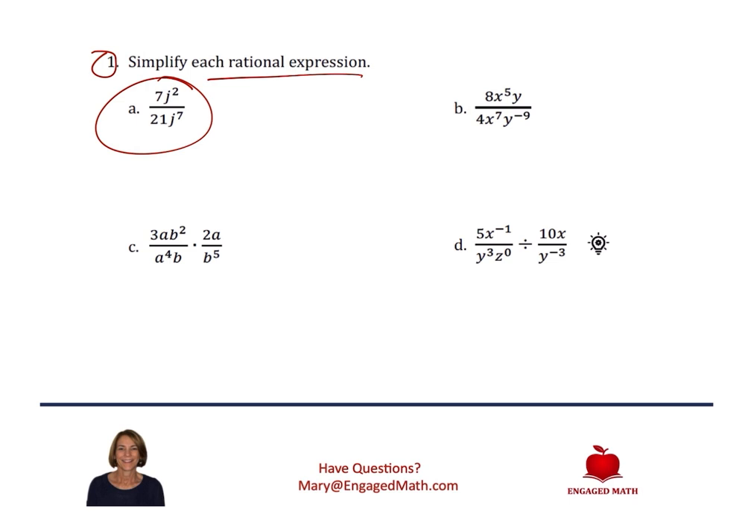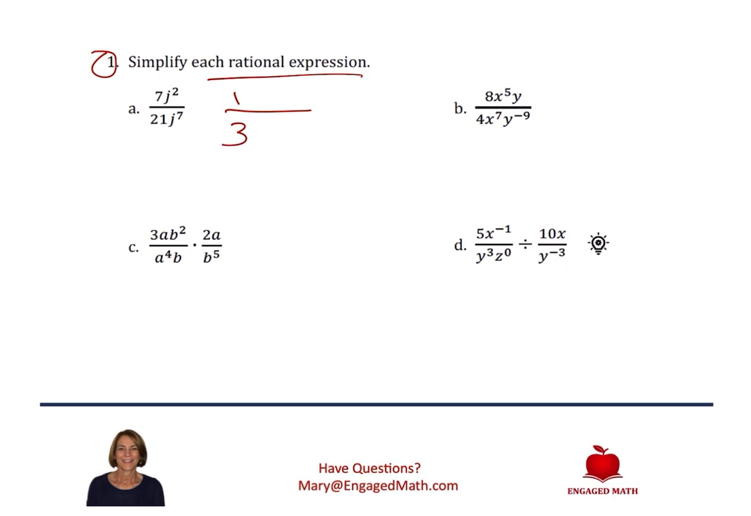So let's get going. And by the way, if you forgot any rules of exponents, feel free to look in the back of this workbook for all the rules laid out for you. Okay, let's get started with this first one. And what we have is 7 over 21. So that becomes 1 over 3.